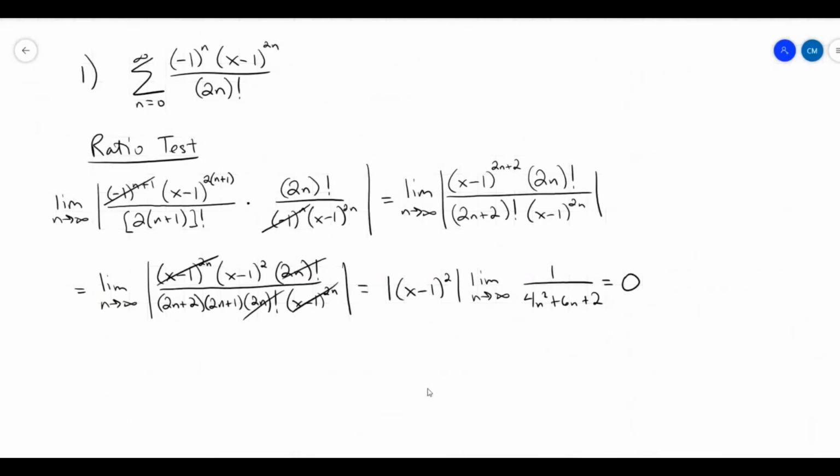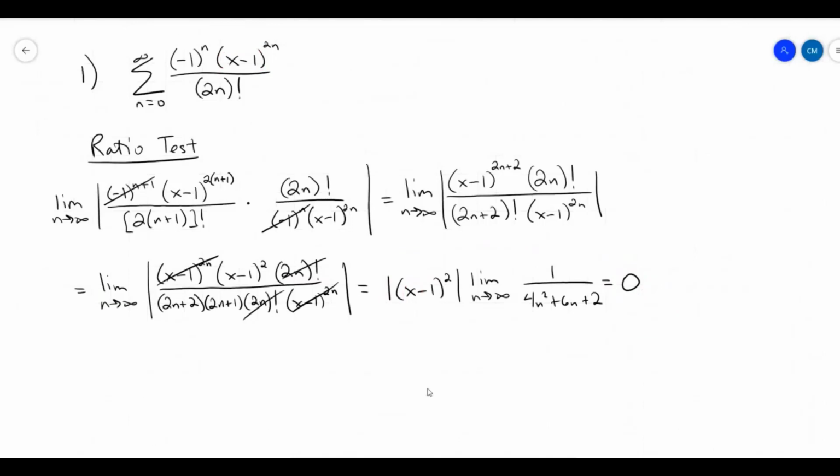If the limit is 0, what that's telling us is that it doesn't even matter what x is. I can plug in whatever number I want for x, and it's not going to matter as far as this limit is concerned, because we did the ratio test and got down to this point right here. No matter what I plug in for x, I always get 0.